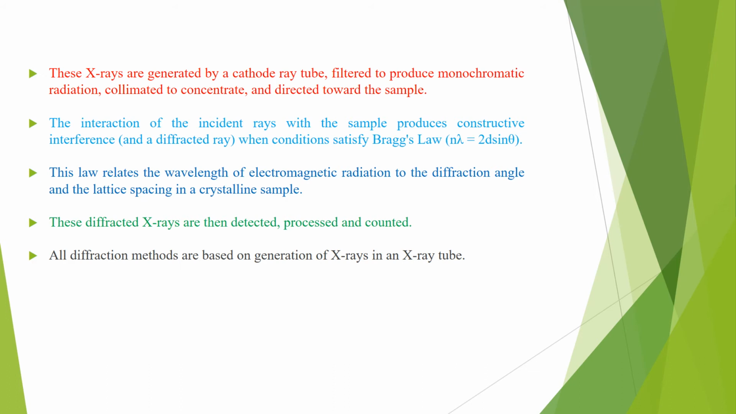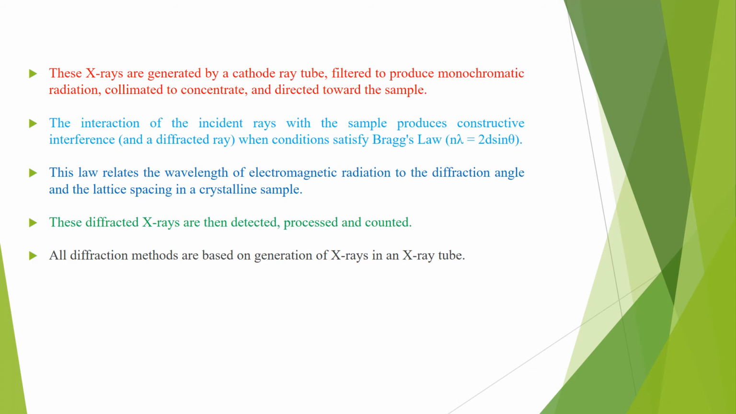The interaction of the incident rays with the sample produces constructive interference and diffracted rays. When conditions satisfy Bragg's law, that is, n lambda is equal to 2d sine theta, this law relates the wavelength of electromagnetic radiation to the diffraction angle at which they are scattered after striking the single crystal, and the lattice spacing in the crystalline sample.